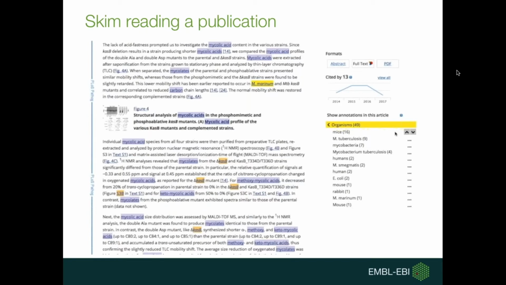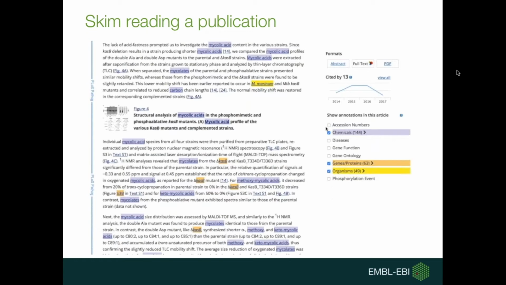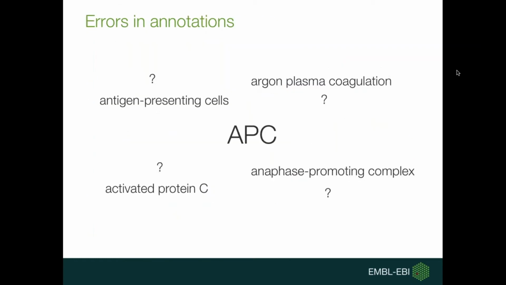To get back to the annotation types, click on the left arrow, and this will bring you to the familiar menu. Notice the number in brackets next to the annotation name. It indicates how many different terms belonging to that group were found in the text.